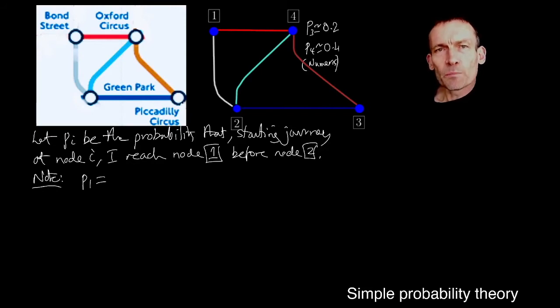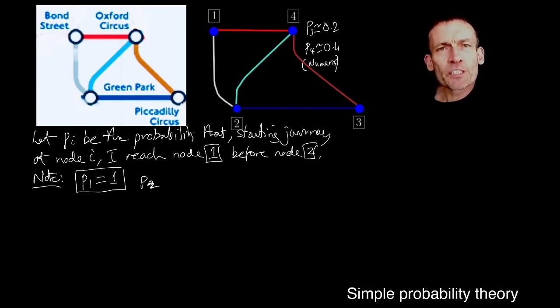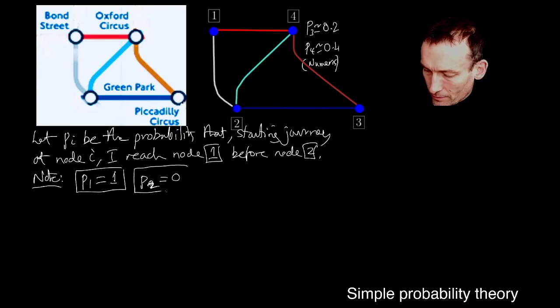That's by definition the probability that I reach Bond Street before Green Park if I start at Bond Street. Well, isn't that 1? Because there's absolute certainty that that will happen because I'm already there. What about P2? P2 is the probability that I reach Bond Street, node 1, before node 2, Green Park, given that I'm already at node 2. There's no way that I can reach Bond Street first because I'm already at Green Park.